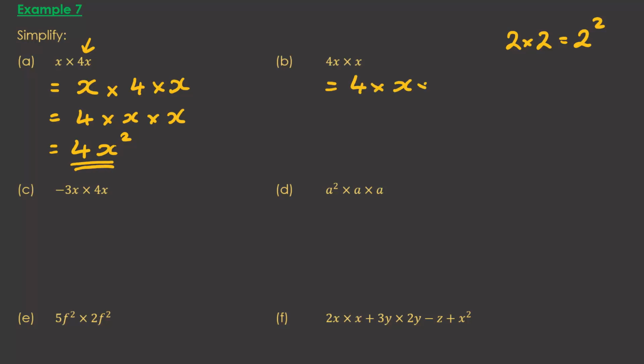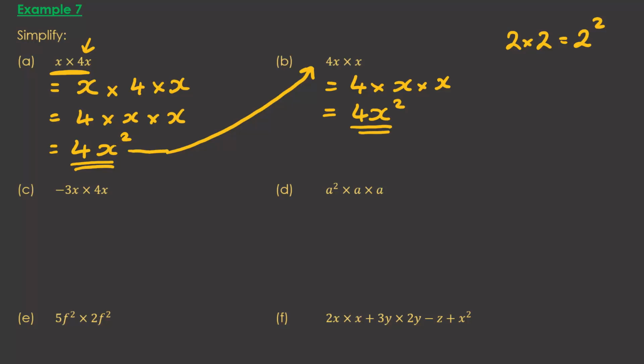We can see that even more quickly. The 4x was at the beginning and the x was here, but the order of multiplication doesn't matter. And so we get 4x squared. So in actual fact, I could have gone straight from that to knowing that that was the same result, because it's just this written the other way around.